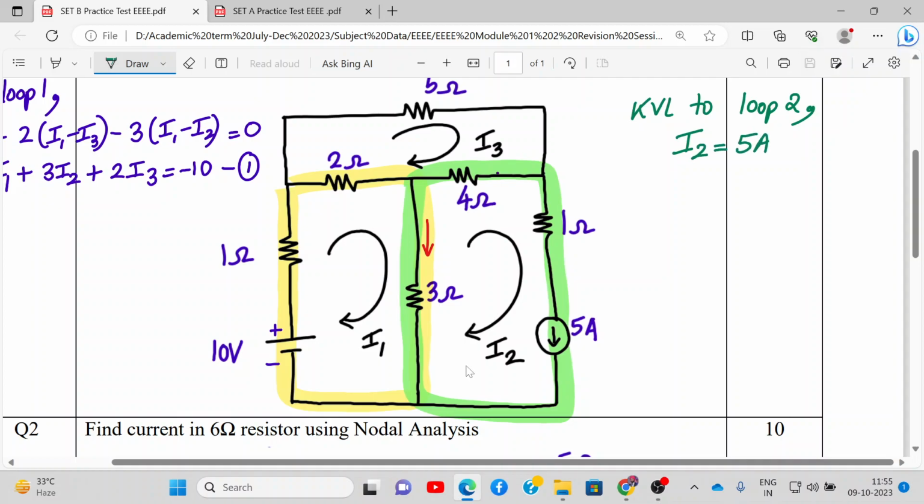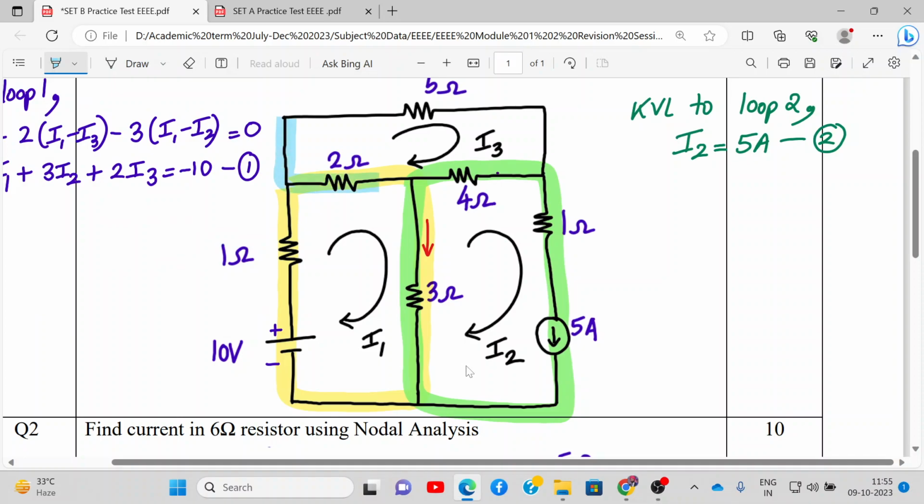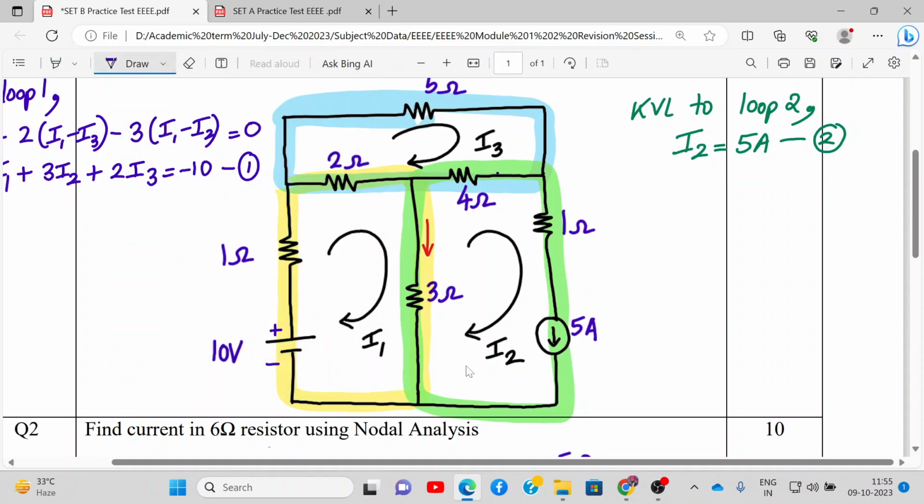Alright. So in a loop, if this current source is not shared by any other loop, then the value of the current will be equal to the value of the current source. So I2 is actually 5 amperes. Let me mark it equation number 2. Alright. Now let's apply KVL to loop number 3. This is my loop number 3. Let me use blue color, and write KVL to loop 3.